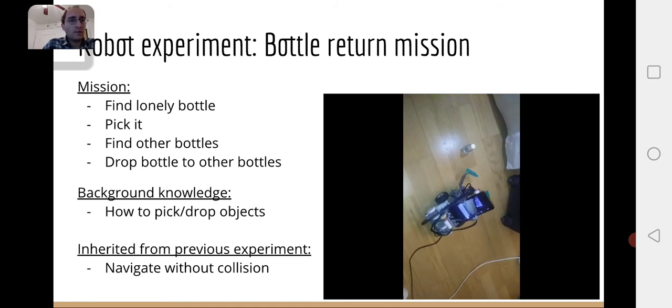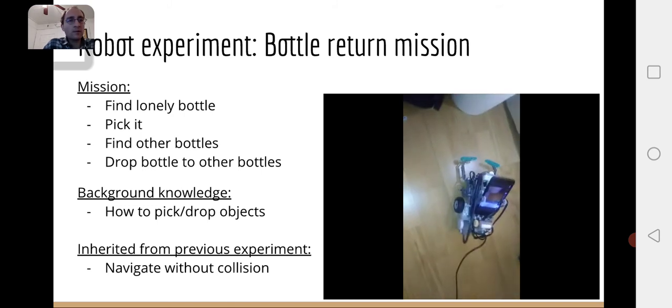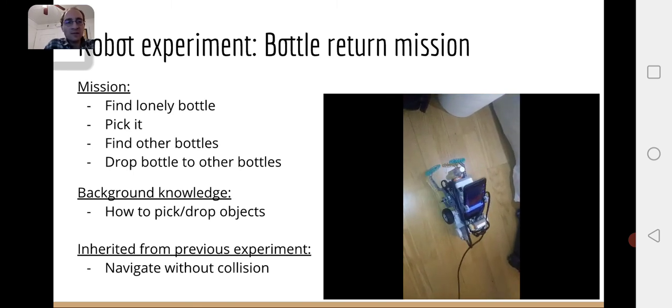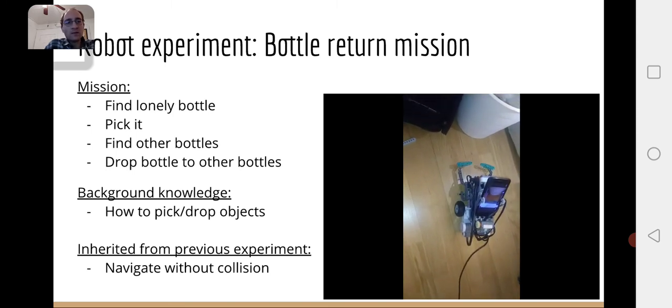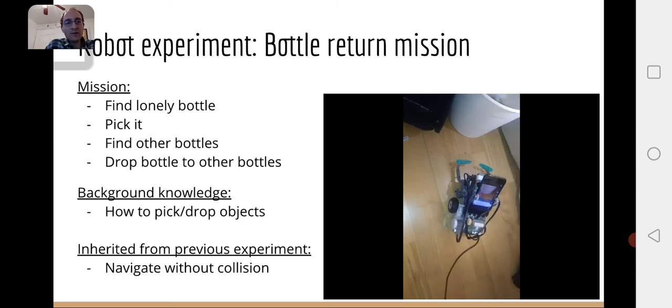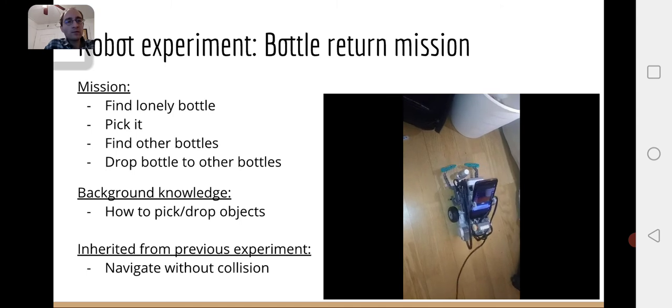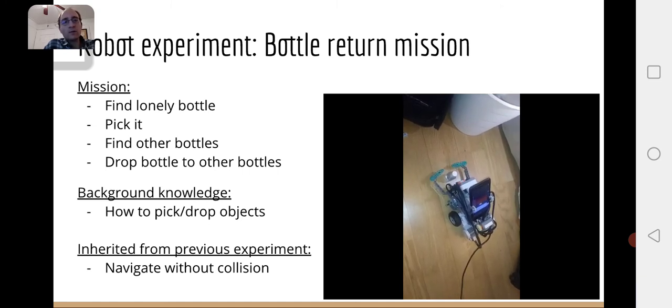So it avoids the collision, moves to the left. Now it has seen the bottle and has focused on it. Now it has grabbed it. In this version the gripper was not perfect yet mechanically, but it has essentially caught it and is dragging it around a bit like a hockey player. Now it again sees an obstacle, so it tries to avoid it and to move to the left. So essentially it now tries to find the collection of bottles to return the bottle to.